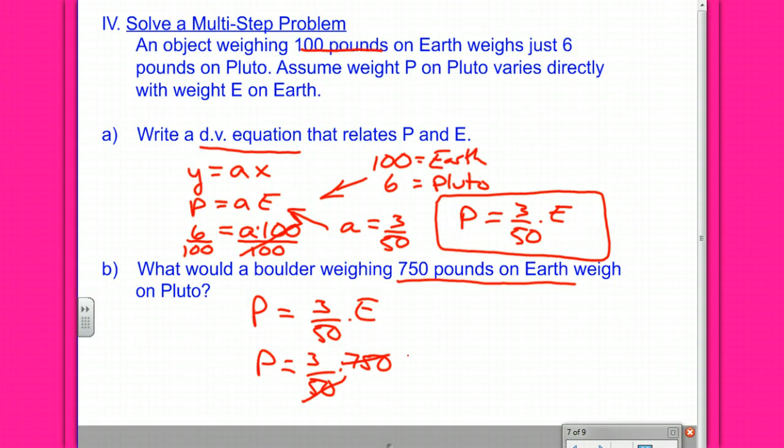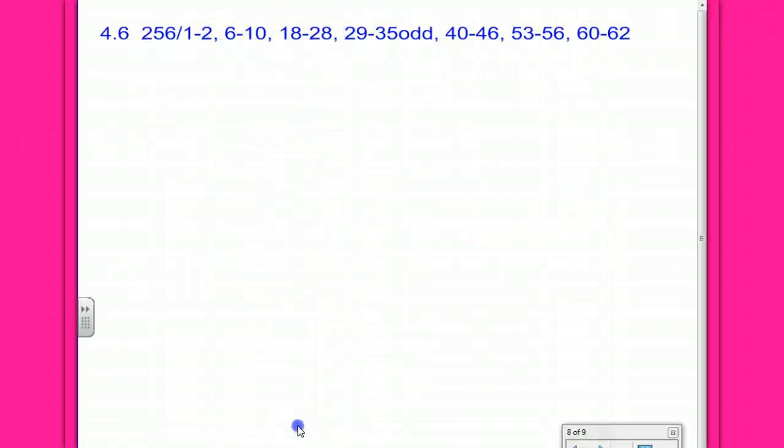15 times. Wow, that's a lot. And 15 times 3 would be 45 pounds. Is that incredible? That's not much, is it? 45 pounds on Pluto actually weighs 750 pounds on Earth. Amazing. Okay, there you go. Have fun.